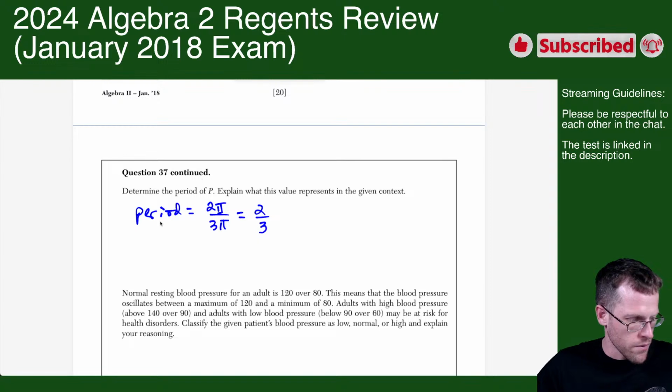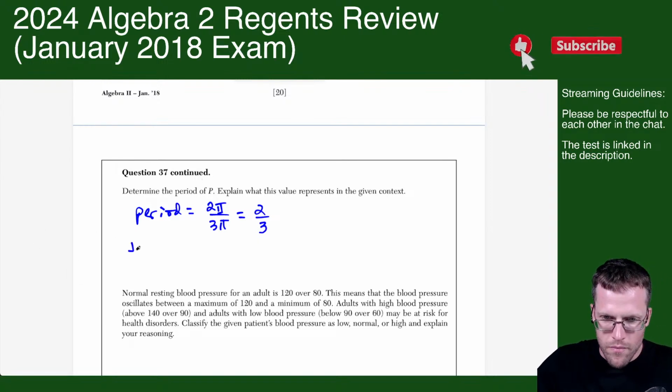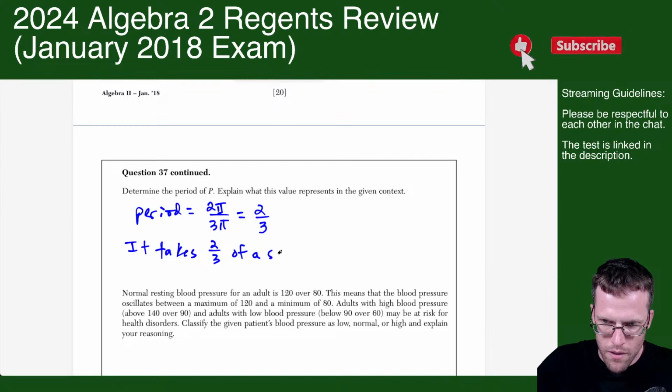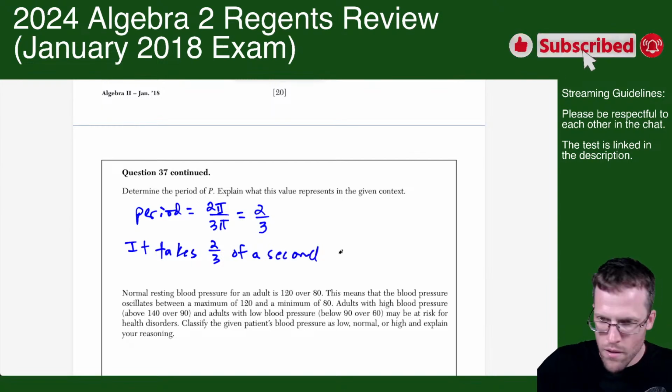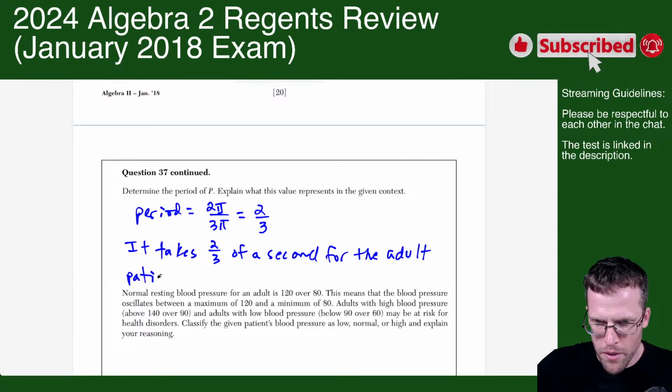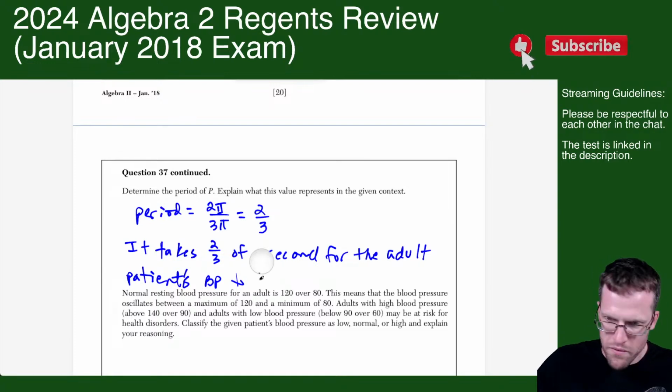Okay, but I would say here, it takes 2/3 of a second for the adult patients. I'll abbreviate blood pressure with BP, to complete one full cycle.